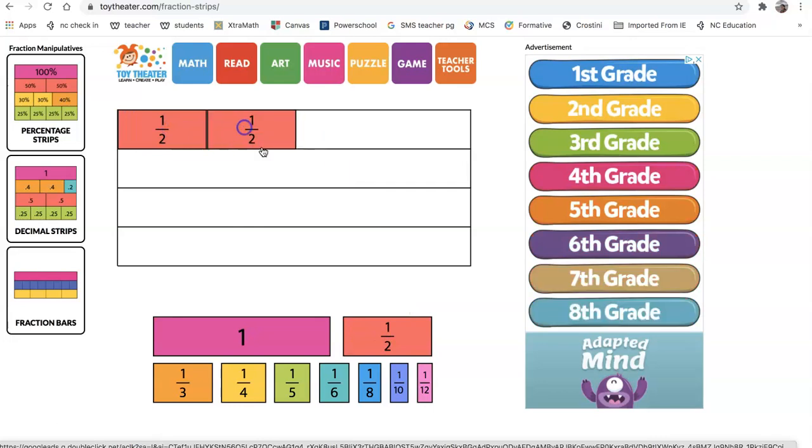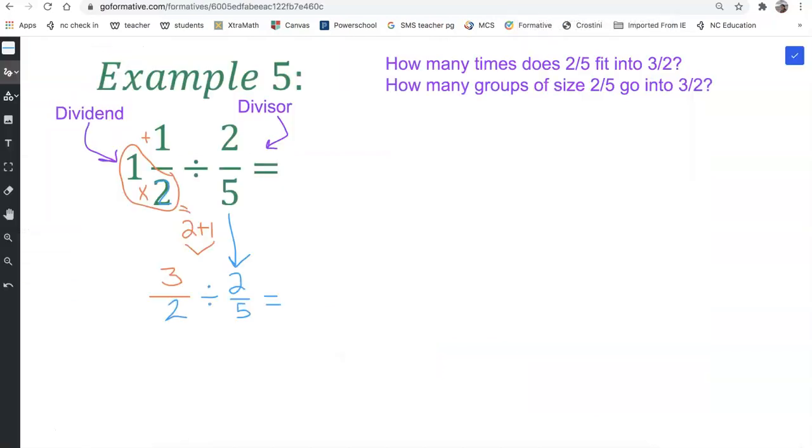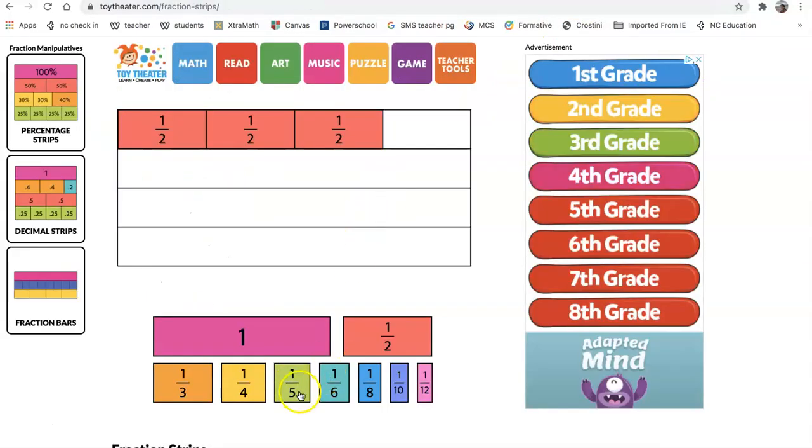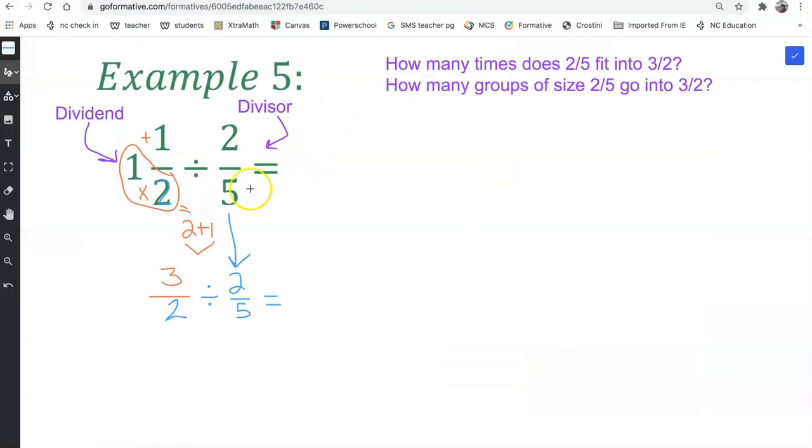So now let's go over to our app, and I'm going to select 3/2. So there's a half, there's 2/2, there's 3/2, that's the dividend. And we're dividing that by the divisor 2/5. So here's a 5th, this lime green color, and we need 2/5. Now the problem with taking 3/2 and dividing it by 2/5 is that these are not the same size pieces. So what we need to do is convert these fractions into fractions that have the same denominator, so we're working with the same size pieces.